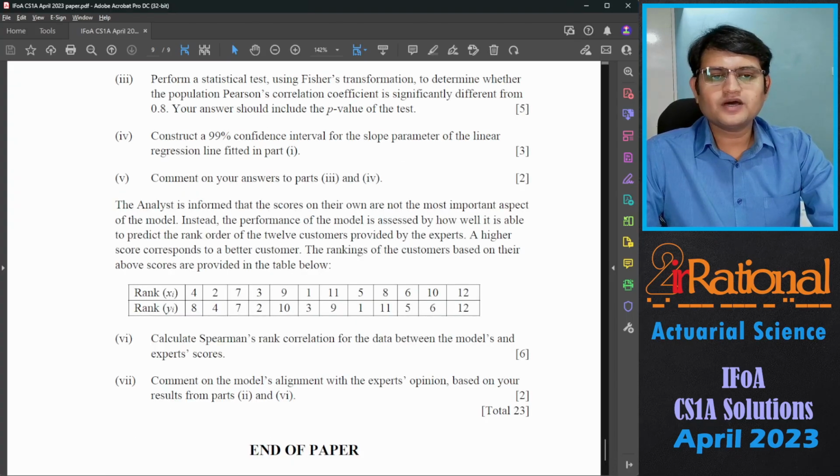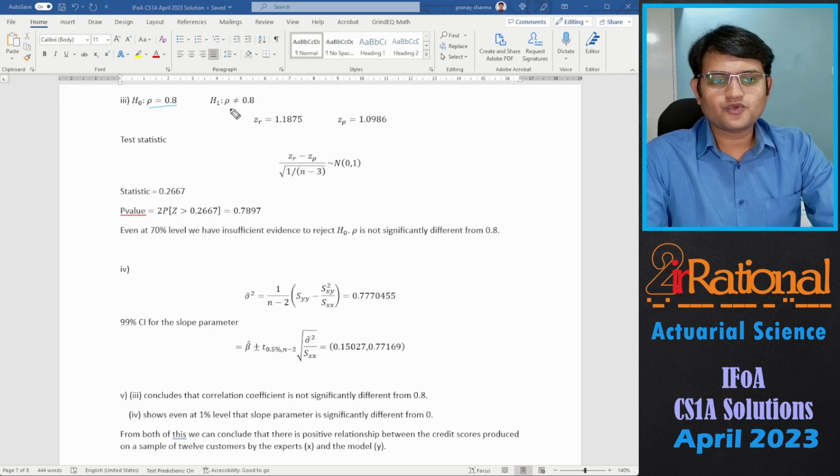Third part, perform a statistical test using Fisher's transformation to determine whether the population Pearson's correlation coefficient is significantly different from 0.8. Your answer should include the p-value of the test. So H naught would be rho equal to 0.8 versus rho not equal to 0.8. For Fisher's Z transformation, we'll calculate Z R and Z rho. That would be tanh inverse of R and tanh inverse of rho. And this becomes our test statistic.